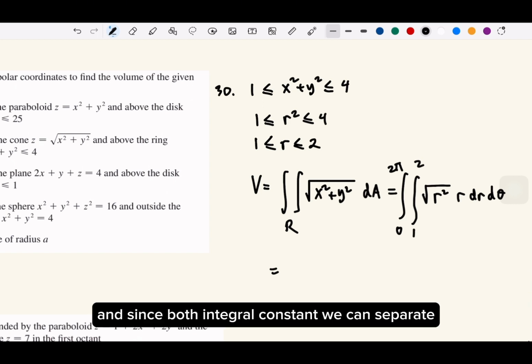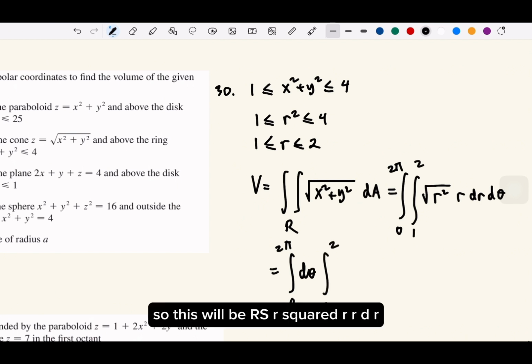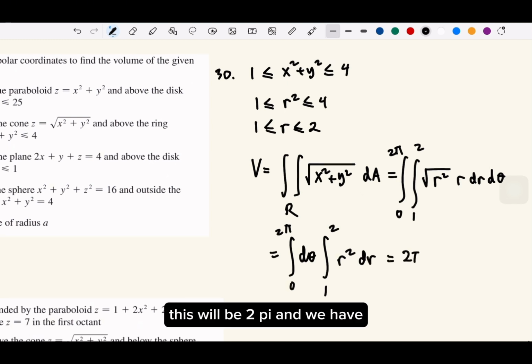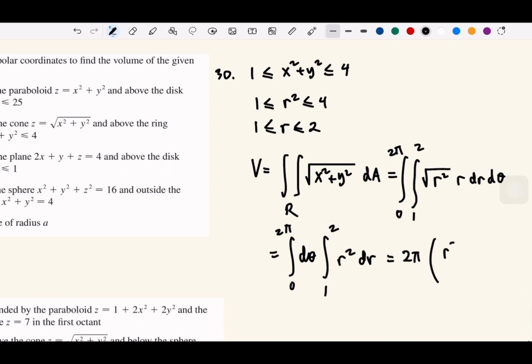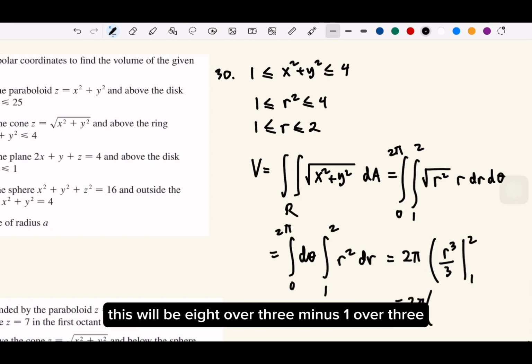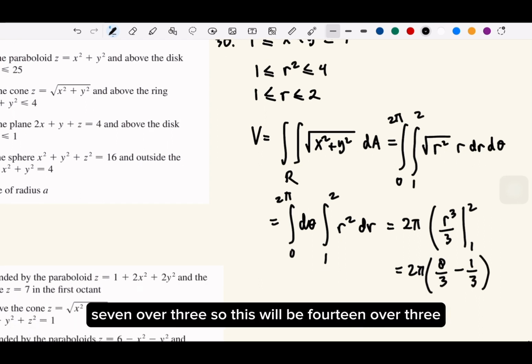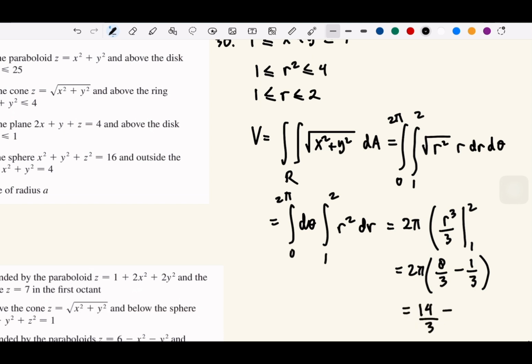And since both integrals have constant limits, we can separate. So this would be the integral of r squared dr, and this will be 2 pi, and we have r cubed over 3 from 1 to 2. So 2 pi, this will be 8 over 3 minus 1 over 3, which gives you 7 over 3, so this will be 14 over 3 pi, okay, the volume.